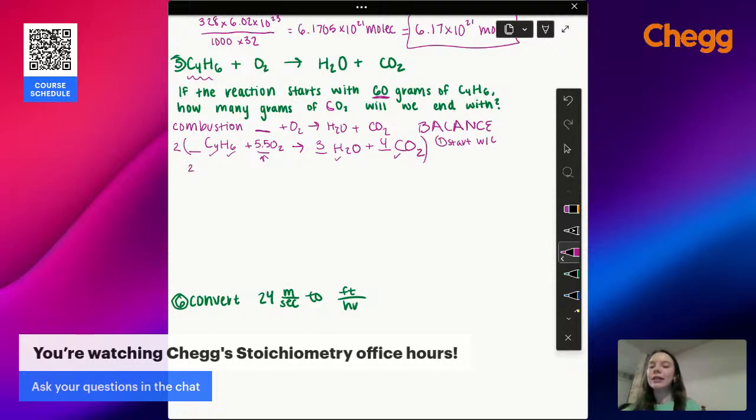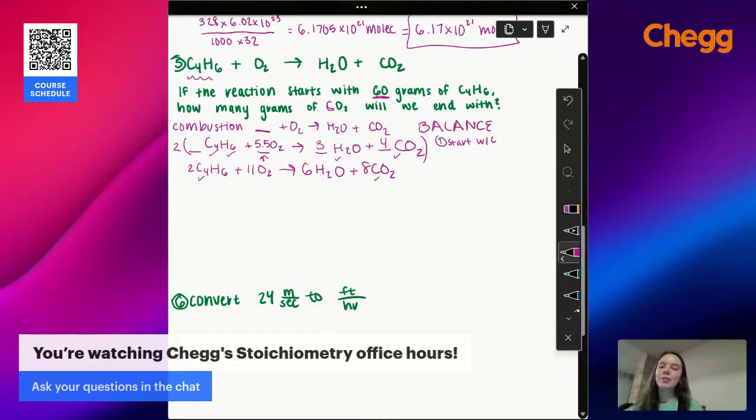So I know my final balanced equation is 2C4H6 plus 11 O2 yields 6 H2O plus 8 CO2. And now I check and make sure again that I have the same on both sides, because it's easy to get that mixed up. I have 8 carbons over here, 8 carbons over here, 12 hydrogens over here, 12 hydrogens over here. 6 plus 16, which is 22, and 22 oxygens over here. So I know that my equation is successfully balanced.